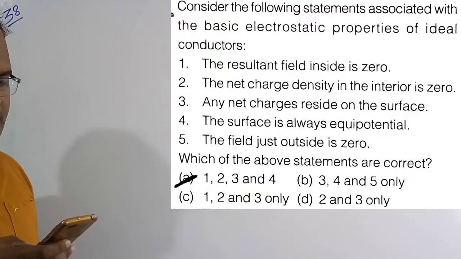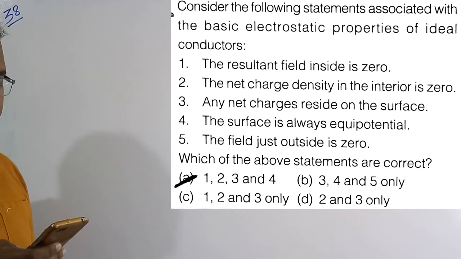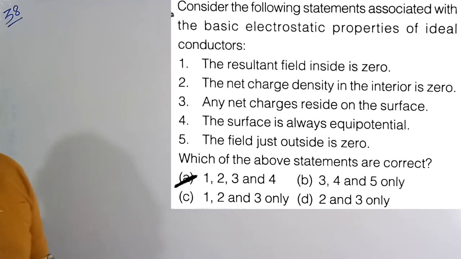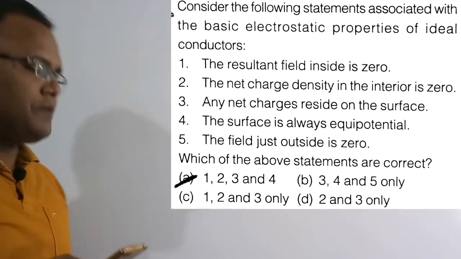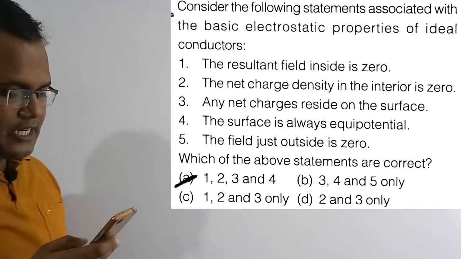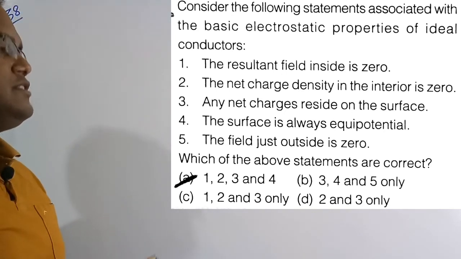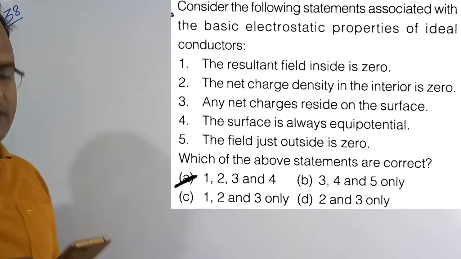So now we are going to solve the 38th question. See the question here. Consider the following statements associated with the basic electrostatic properties of ideal conductors. These are the 5 properties given for the electrostatic properties of ideal conductors. Out of these 5 we need to say which are the correct ones.